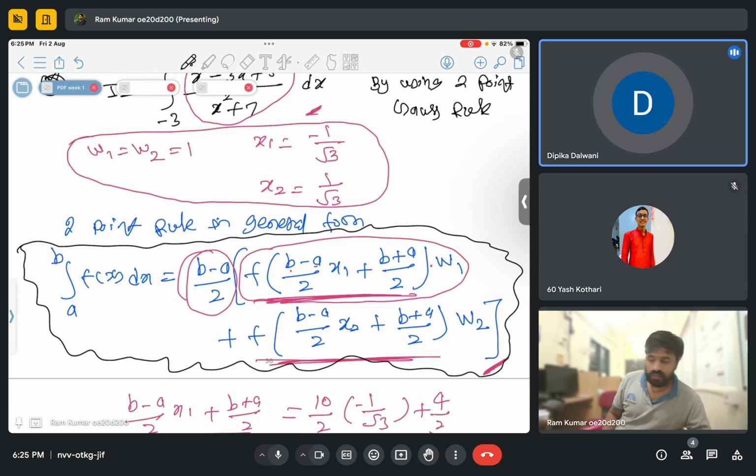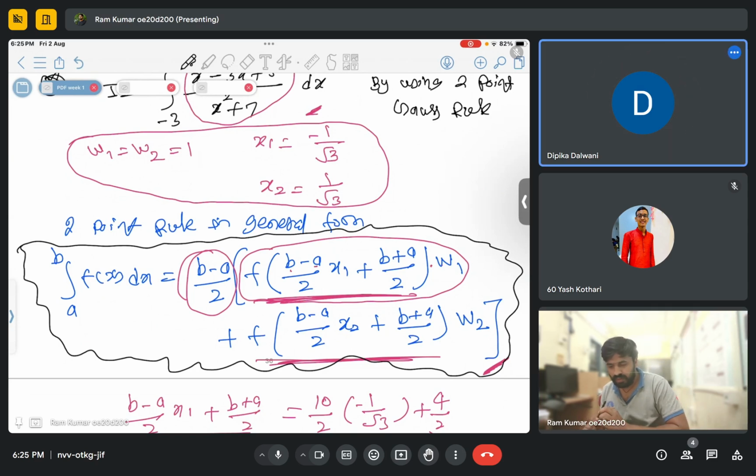In this equation, a and b are there, so we need to put 0 and 3 in the first case, like limit is from 0 to 3 in x direction.